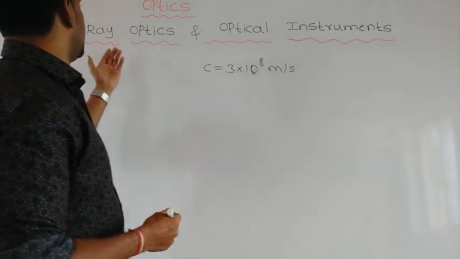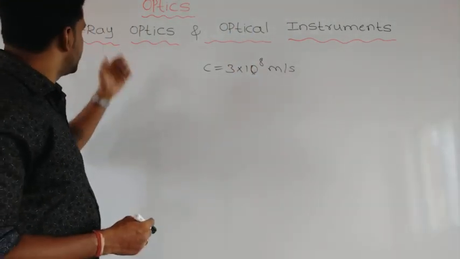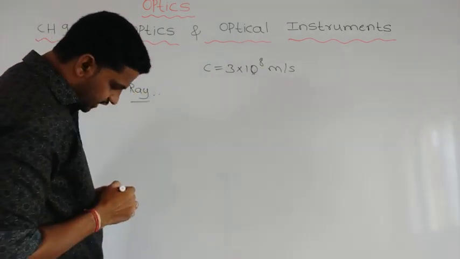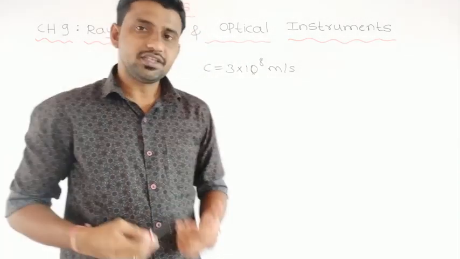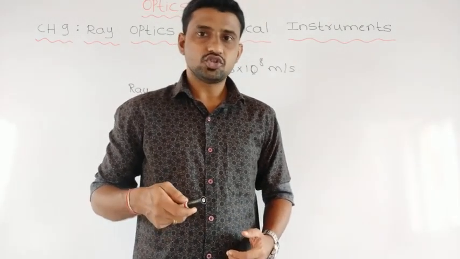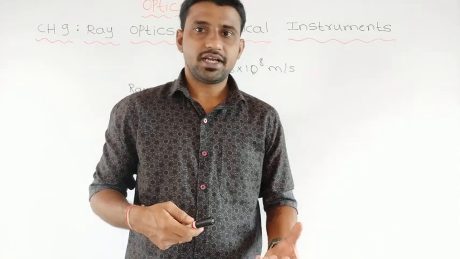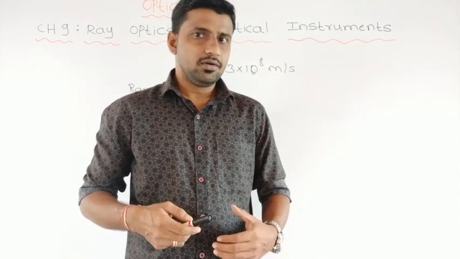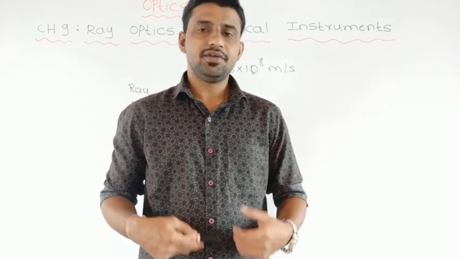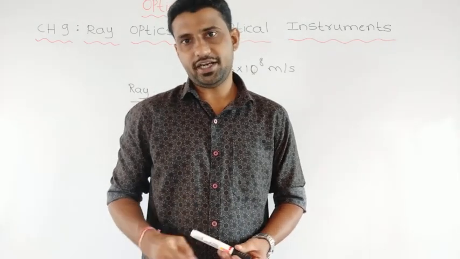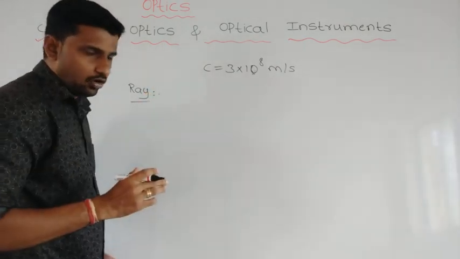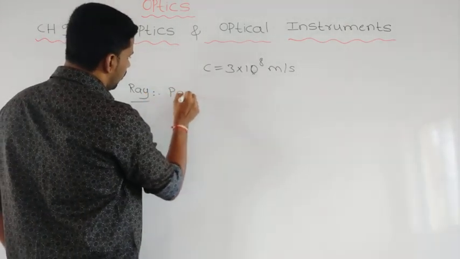Then what do you mean by ray? In this chapter we are using one term, that is the ray. Ray is the path of light along which the light travels. That means if I take a torch and switch it on, the light will come out from that torch, right? And we want to represent the path of light. To represent the path of light, we use one term, that is ray. A ray is a conventional way of representing the path of light.